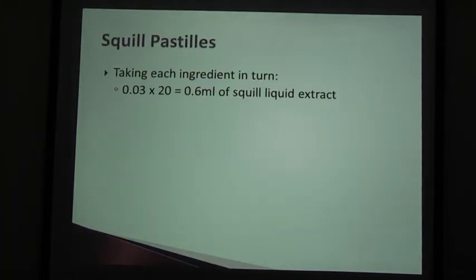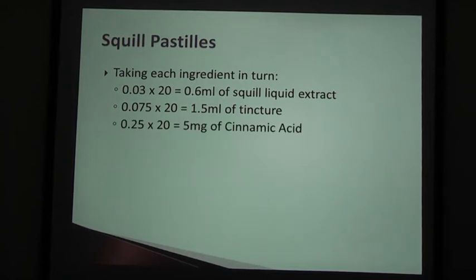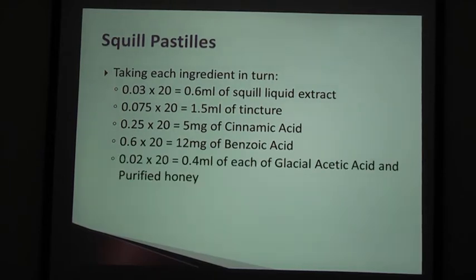So if you then take each ingredient in turn, you do 0.03 times 20 to give you the squill extract, the 0.075 times 20 to give you the tincture, the 0.25 times 20 to give you the cinnamic acid, the 0.6 times 20 to give you the benzoic acid, and then the 0.02 times 20 to give you the glacial acetic acid and purified honey. So this then becomes your recipe, your ingredient list, or your master formulae to make 20 squill pastils.